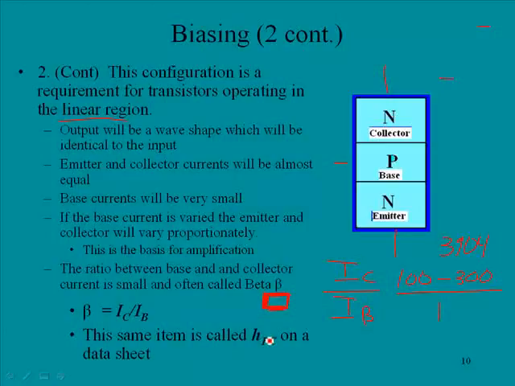On data sheets, this item is often referred to as HFE, and it is the relationship of collector current to base current. In the case of the 3904, the collector current is usually 100 to 300 times larger than the base current. And again, this is referred to as the beta of a transistor.